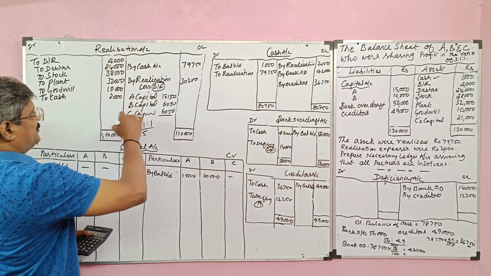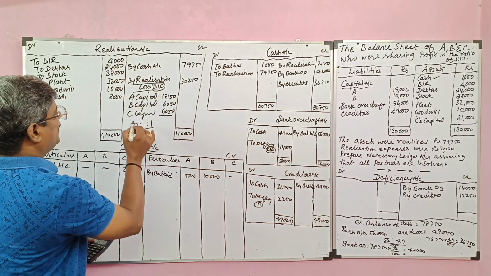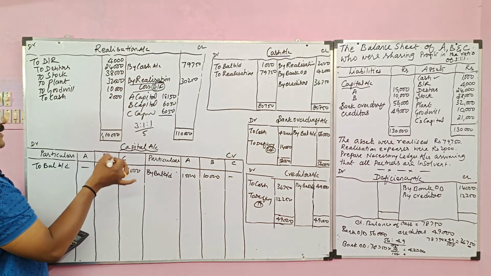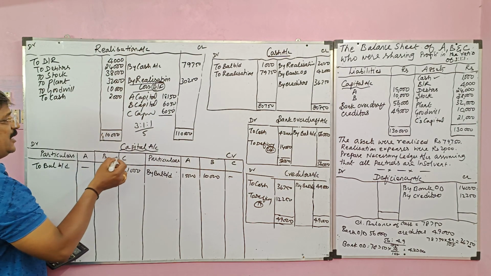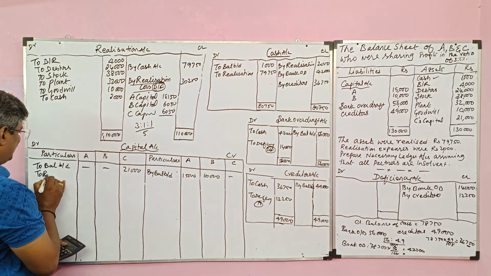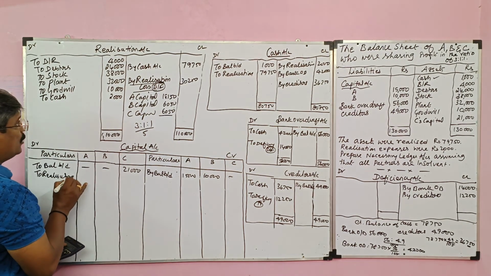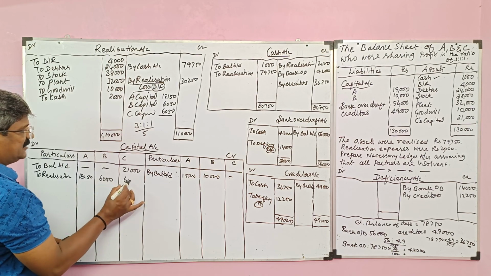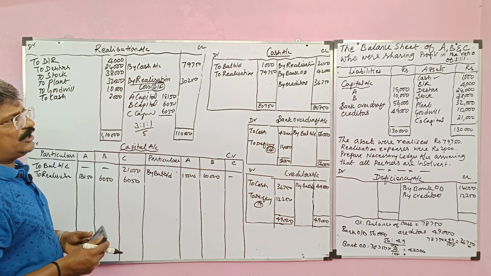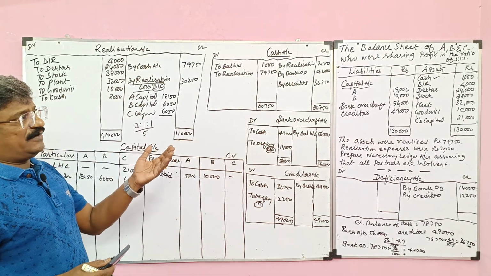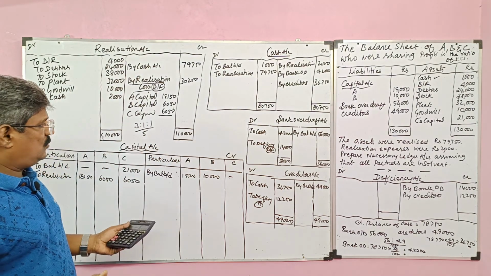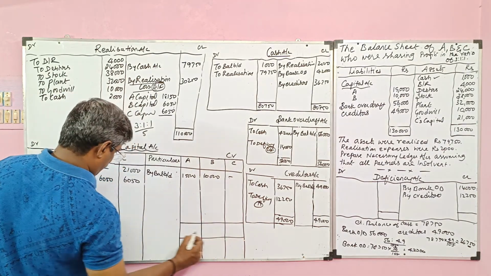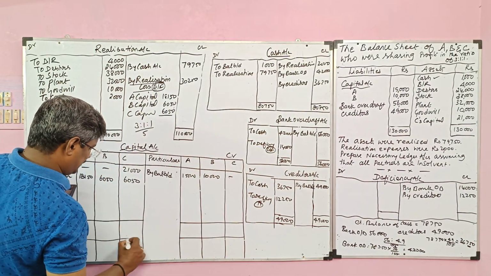Next, we prepared the realization account and ascertained the realization loss. For this entry, A's capital, B's capital, C's capital to realization. In the journal entry, the capitals are recorded on the debit side, so in capital accounts it will be recorded on the debit side as to realization, 18,150, 6,050, 6,050. There is no other recovery from the partners out of the estate, so we have to close the capital accounts of the partners.